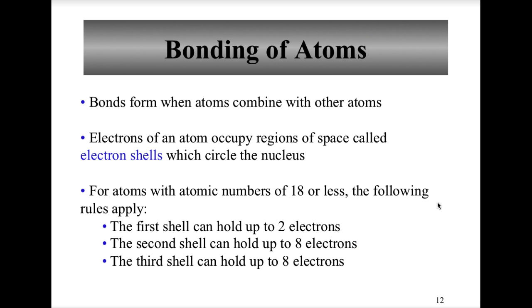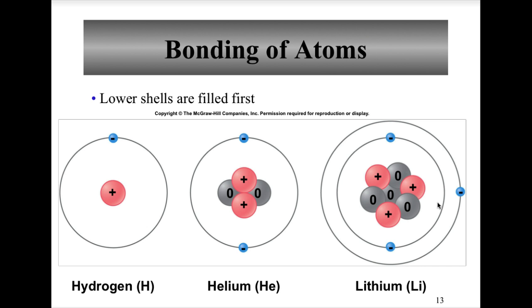So, bonding in atoms. The electrons of an atom are arranged in orbits or shells or energy levels around each central nucleus, and the characteristic numbers of electrons fill each shell. So 2 electrons can fill the first shell, which is closest to the nucleus, and then 8 electrons can fill the second and third shells each, specifically. Electrons of an atom occupy the regions of space called electron shells. For atoms with atomic numbers of 18 or less, the following rules apply: the first shell holds 2 electrons, and each additional shell holds 8.